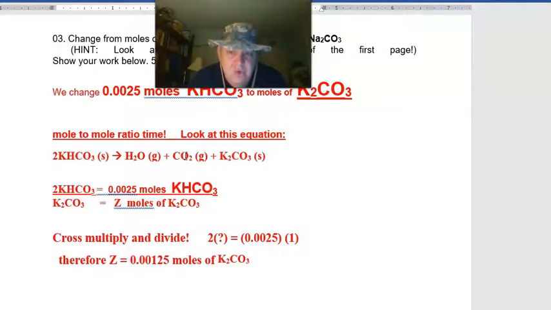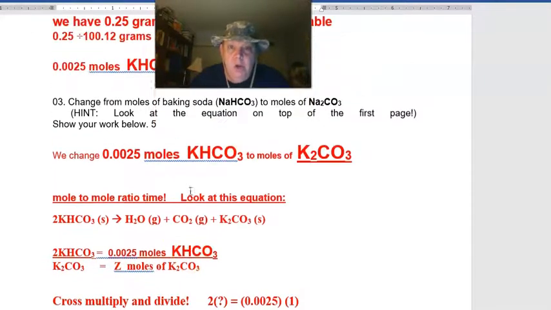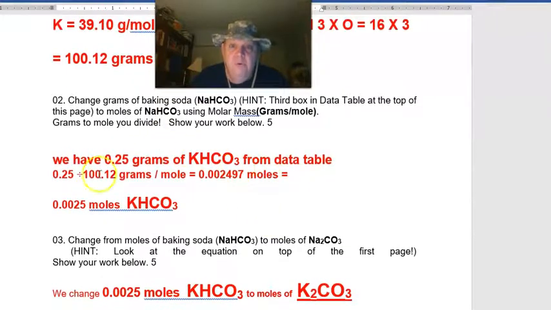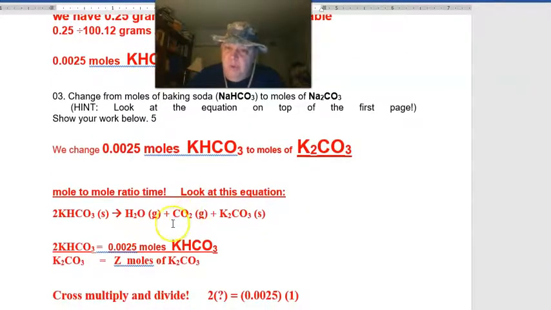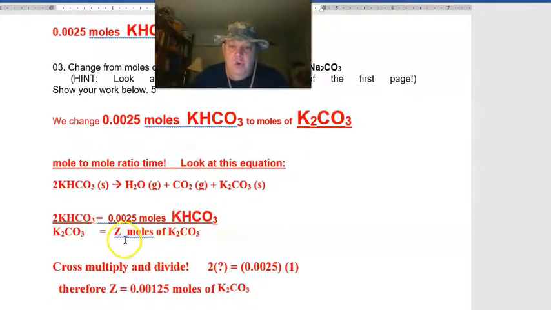Now the 2 KHCO3 to 1 K2CO3. Notice this is where I have my ratio down here, right? Now, on the other side, I've got my actual moles of KHCO3. Okay, remember, where did we get that? We got that from the previous problem when we changed our grams to moles of KHCO3. So that's where the 0.0025 moles comes from. Okay, now we're trying to find the moles of K2CO3.